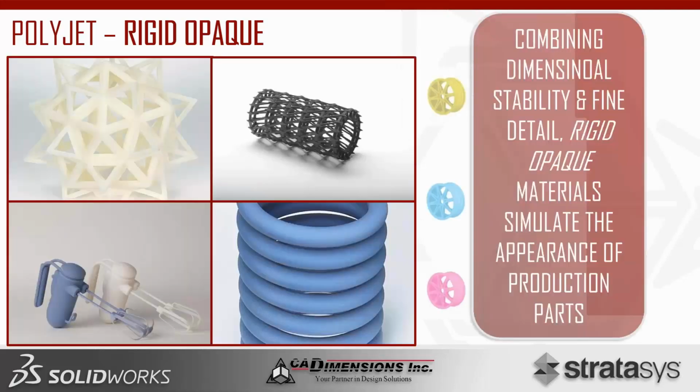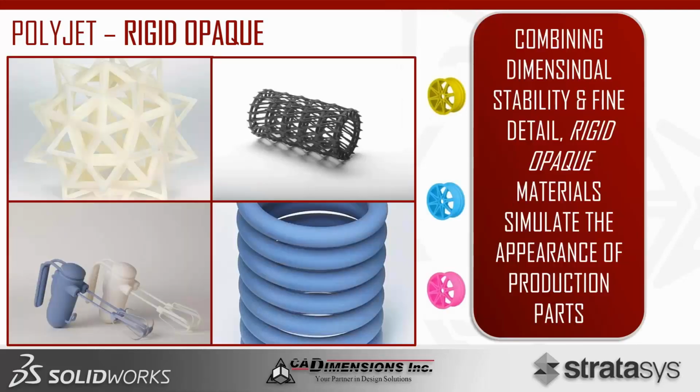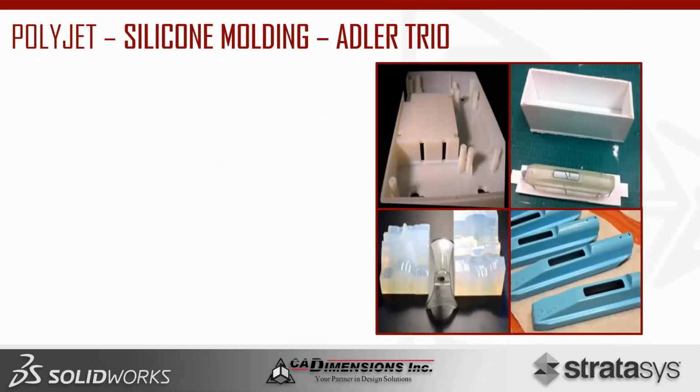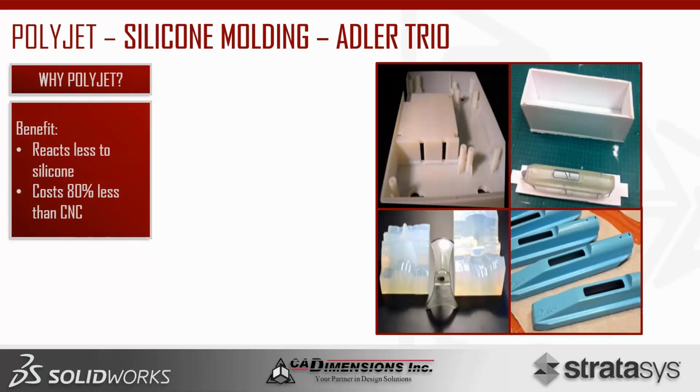So this is considered a rigid opaque. What that basically means, as the name implies, is these are not flexible materials and they're also not translucent. So you're literally getting a rigid opaque structure. And they're good for a couple different applications, but one that we'll be getting further into is silicone molding, specifically with Vero Blue. So why do they use PolyJet in particular?